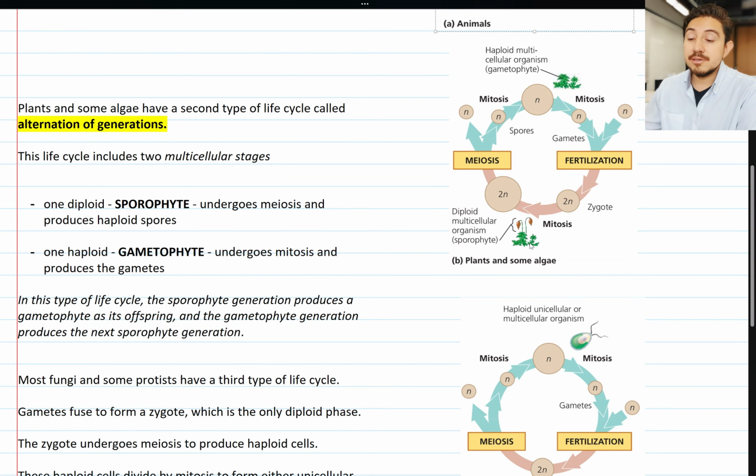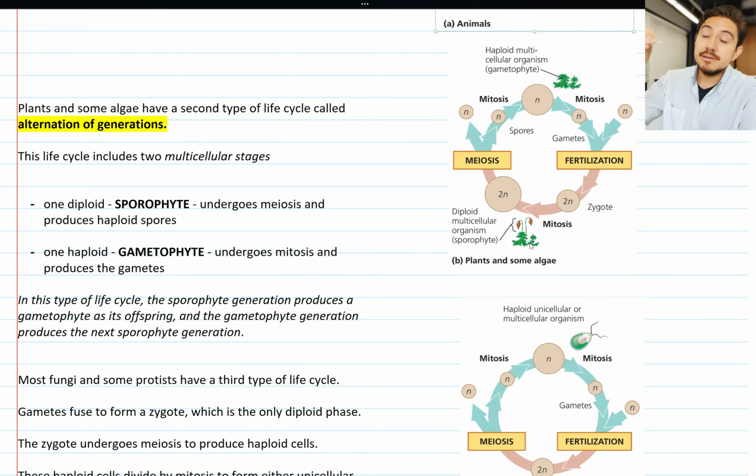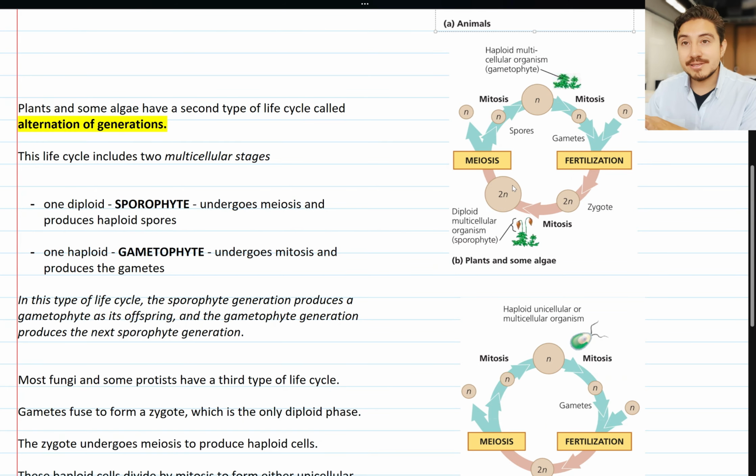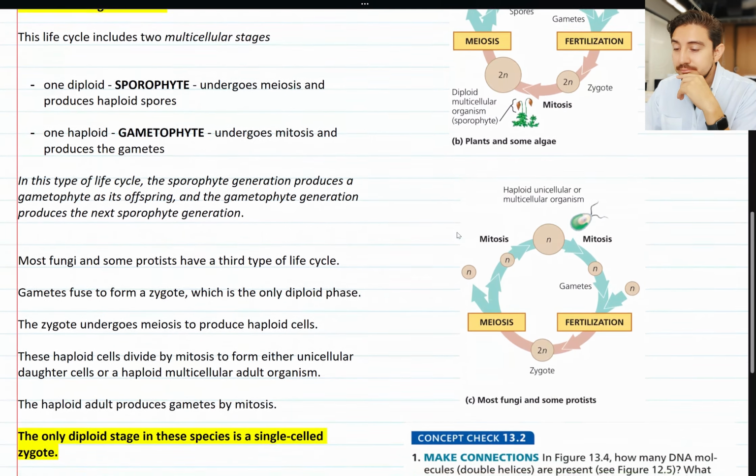Sporophyte produces haploid cells, which will produce a gametophyte. Gametophytes will produce cells that are more specialized for reproduction. They will fertilize to produce the sporophyte again. So you're bouncing between generations. That's why it's called alternation of generations, where you have a sporophyte, then a gametophyte. Independent plants, depending on the plant type.